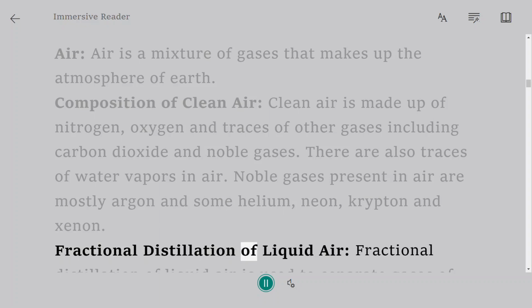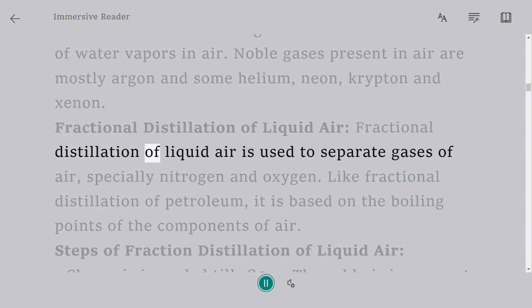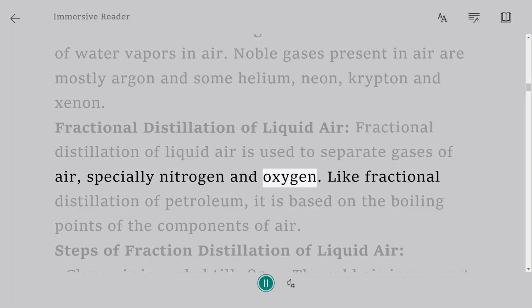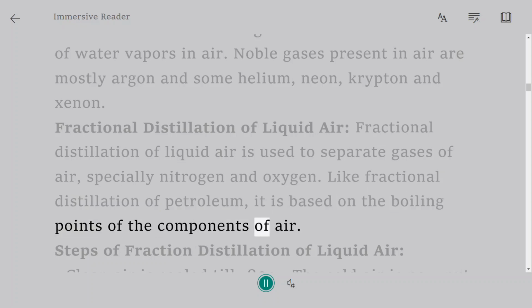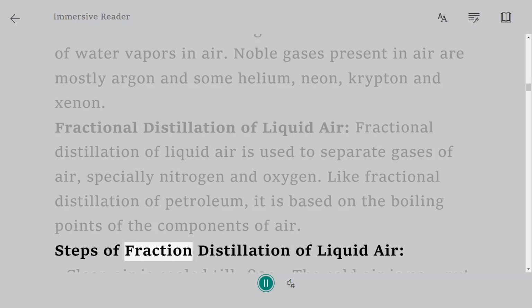Noble gases present in air are mostly argon and some helium, neon, krypton and xenon. Fractional distillation of liquid air. Fractional distillation of liquid air is used to separate gases of air, especially nitrogen and oxygen. Like fractional distillation of petroleum, it is based on the boiling points of the components of air. Steps of fractional distillation of liquid air.